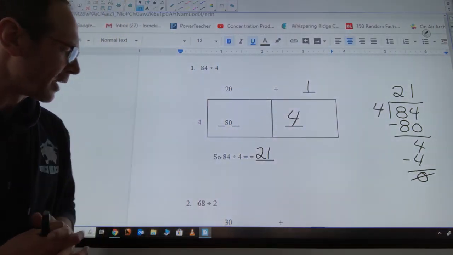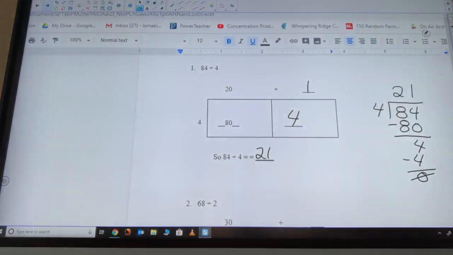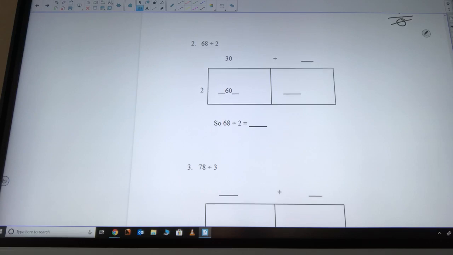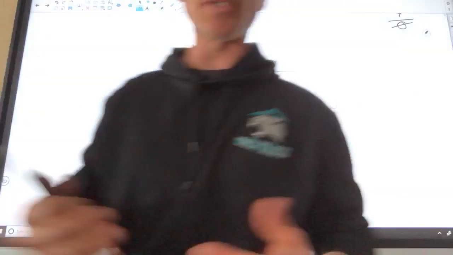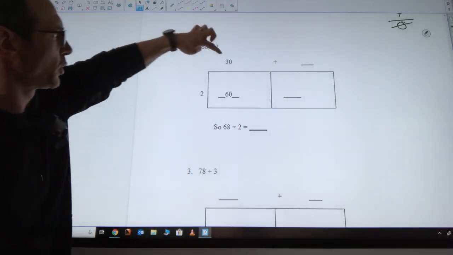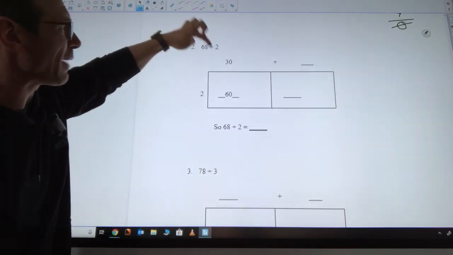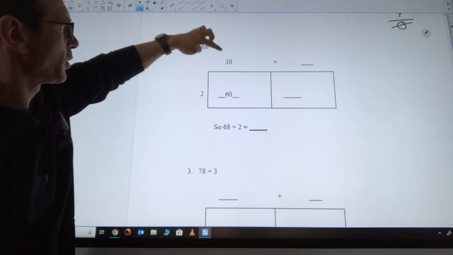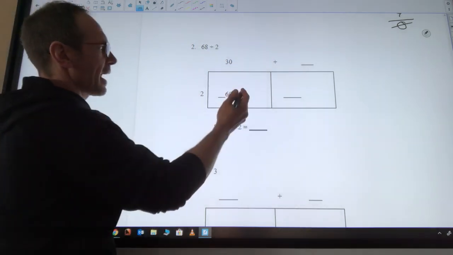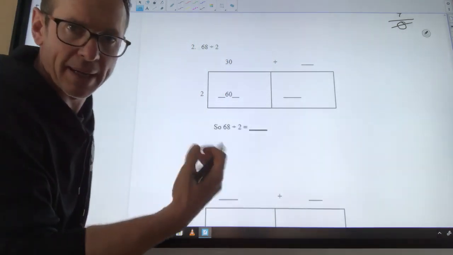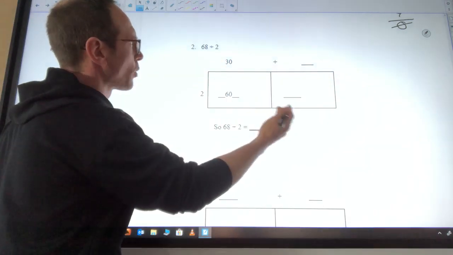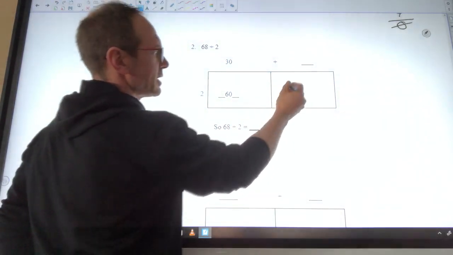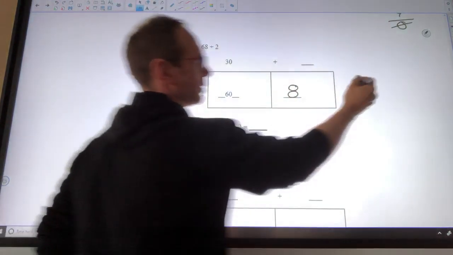All right, so for review, let's jump to number 2, which is 68 divided by 2. I give you some help on this one. I tell you that the answer is going to be 30 something. I told you 30 times 2 is 60. If I went 40 times 2, that would be 80, and I'm only trying to get to 68, so that would be too much. So 30 times 2 is 60. My next question would be, how many more would I have to do to get to 68? So 60 to get to 68 would be 8 more.